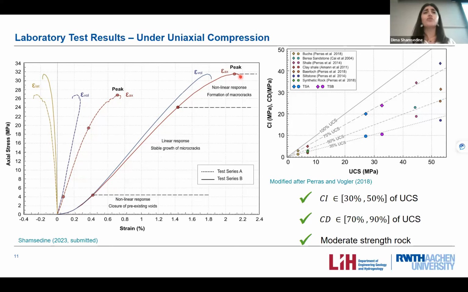Now, from this graph, we have extracted the crack initiation and crack damage thresholds to see if they belong to the natural brittle rocks domain. And yes, they do belong. So this graph shows the crack initiation and crack damage thresholds of test series A and test series B, these points. And we can see that the crack damage threshold is at 75%, which belongs to the natural rocks. And the crack initiation is around 35%, which also belongs to the natural rocks domain. And these other points are the crack initiation and damage thresholds of other natural sedimentary rocks.